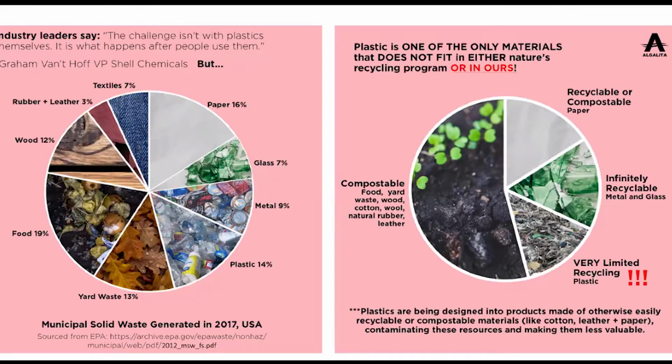So why is that? I want to show this diagram first that shows the different materials that end up in our waste stream here in the United States. This is from 2017. This data takes forever to be released. But we can see that plastics make up about 14% of the waste stream. This is by weight. Plastics are extremely light, so by volume, they make up a much bigger percentage.